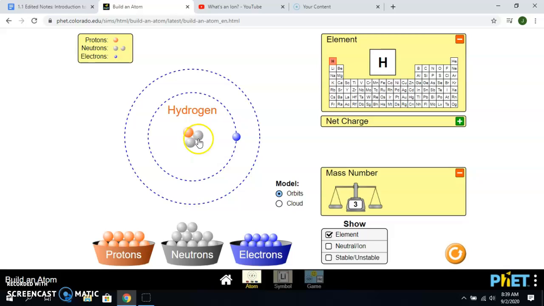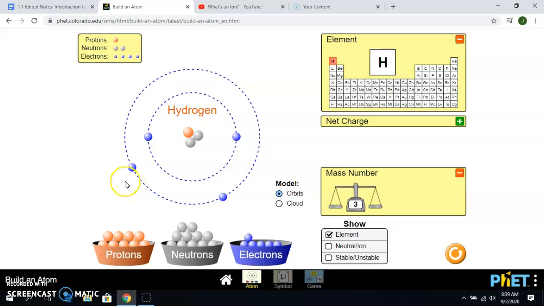But let me emphasize that the electrons, because they're so tiny, their mass is said to be about 1 over 2,000 atomic mass units. It doesn't matter if I take this away or if I add a bunch of them, because they don't contribute to the mass of an atom, ion, or isotope.